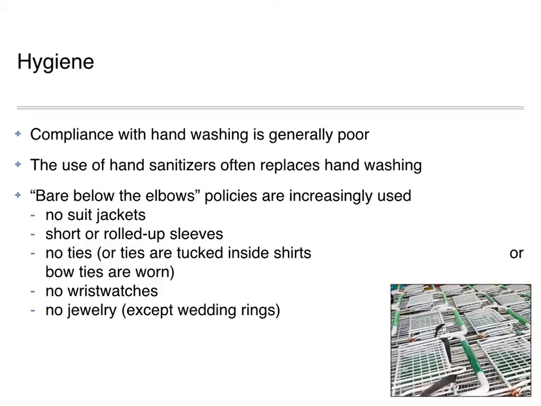So bare below the elbows policies basically are things like not wearing ties or wearing bow ties or tucking your tie into your shirt when you're examining a patient, not wearing wristwatches, not wearing jewelry, although usually there's an exception for wedding rings. Also not wearing long nails, and in fact when I was in Oregon, the hospital that we were working at banned the use of artificial and long nails because you can have bacteria that can live in those nails. Those are just examples of some of the ways that we can have a little bit more infection control.